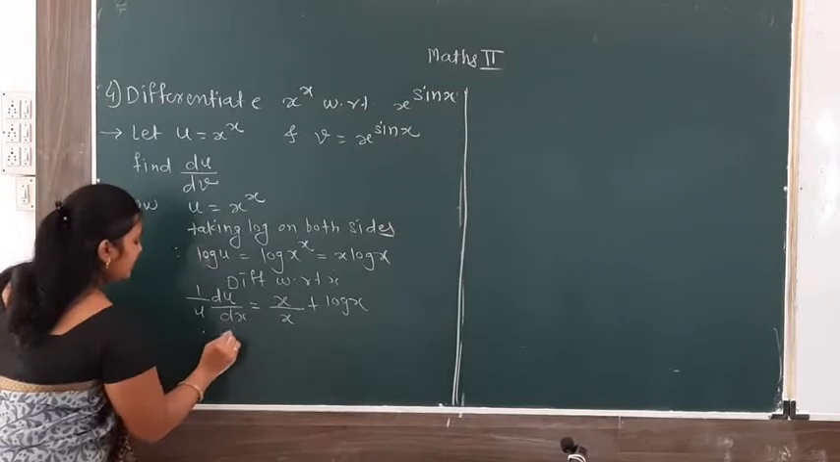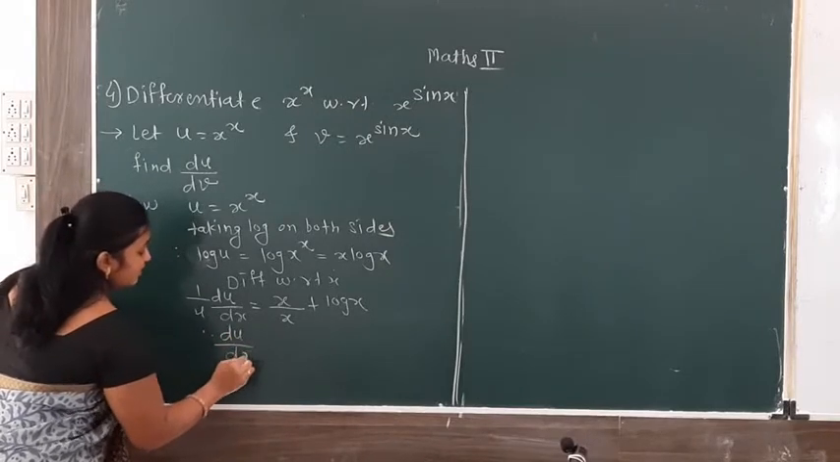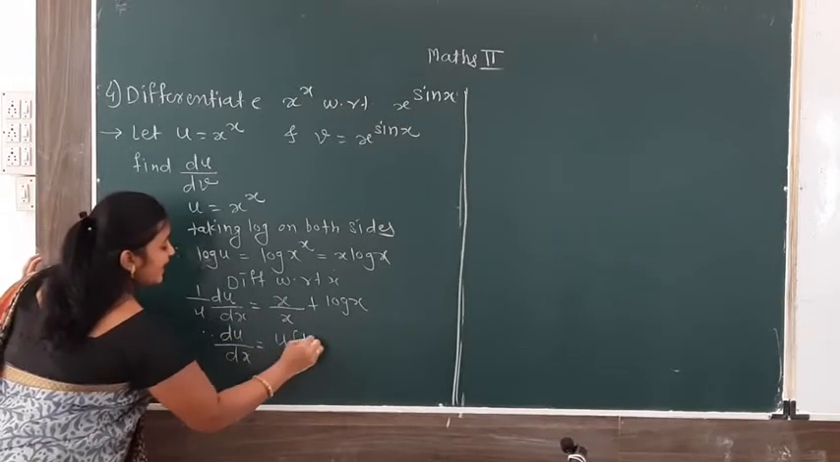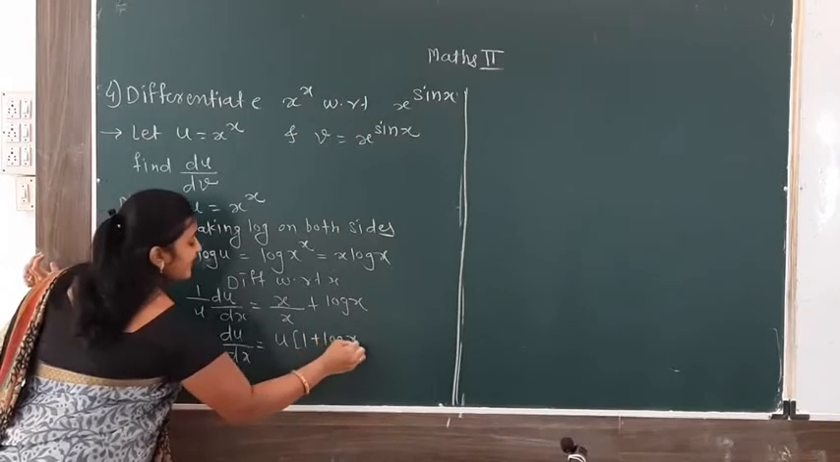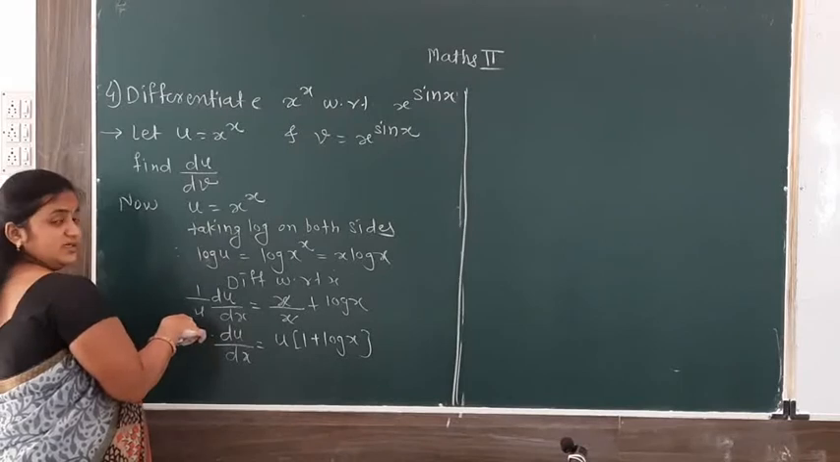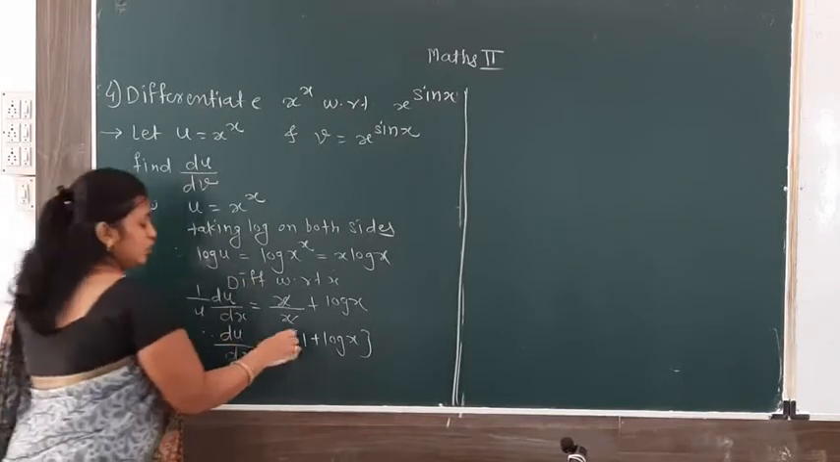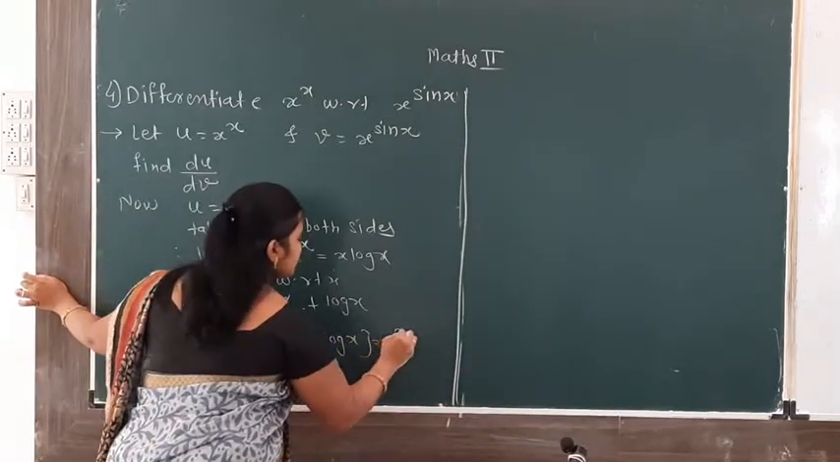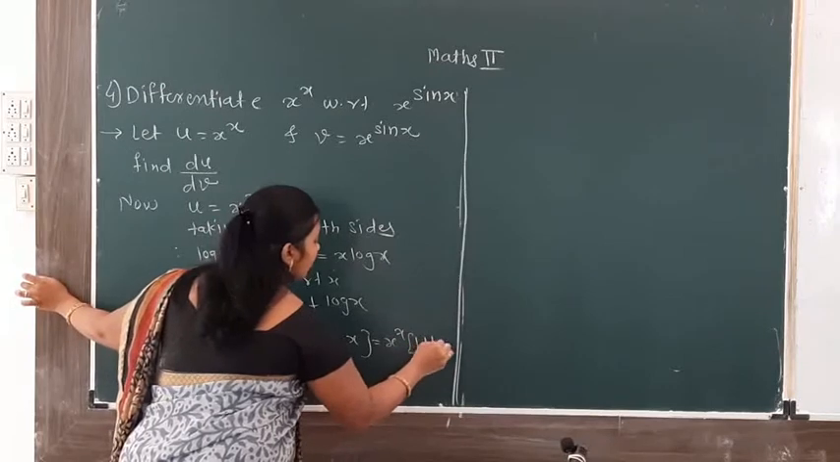So we get du by dx is equal to u times the bracket 1 plus log of x. These are cancelled out, so here remaining is 1, and this u is divided, both sides multiplied. So substituting u is x raised to x, 1 plus log x.